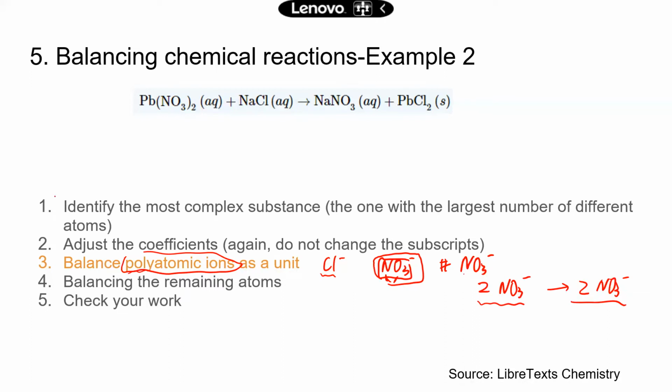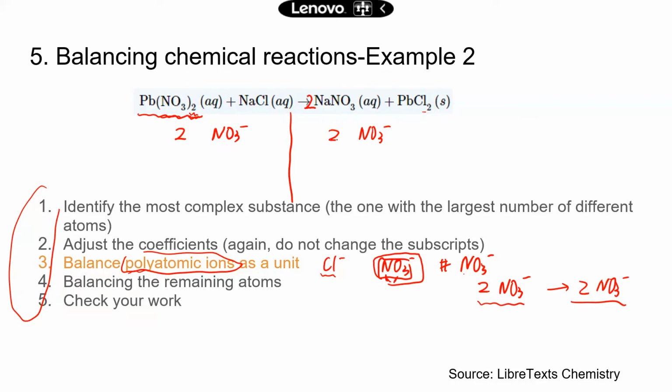Okay. All right, now let's look at this chemical reaction. So again, we're going to follow the procedures here. First, let's identify the most complex substance. So to me, the number 2s will be the most complex substance. So we probably can just start with lead nitrate. And I'm going to start with the nitrate ion because it has the highest number here, right? It has 2. So you have 2 nitrate. That means on the product side, you also need 2 nitrate. So how do we do that? We will just give this a coefficient of 2, right?